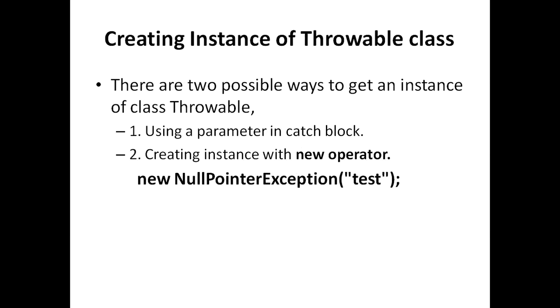So we'll see how to throw an exception. For that, we need to create the object of a Throwable class. There are 2 possible ways to get an instance of the Throwable class: using a parameter in a catch block, or creating an instance by using the new operator, like this, new NullPointerException, to which you can pass any type of value.